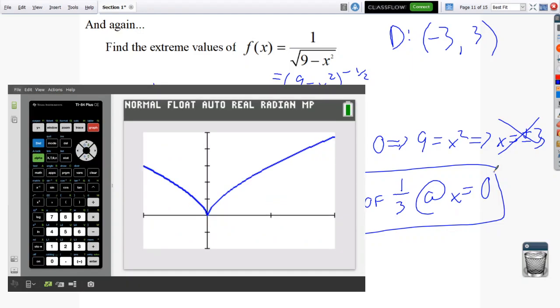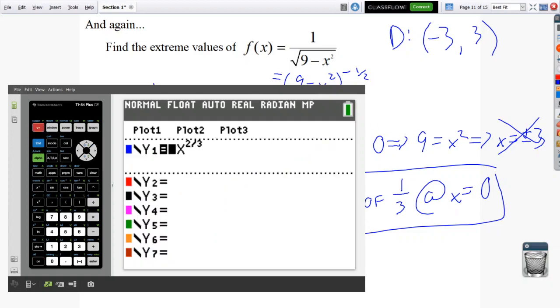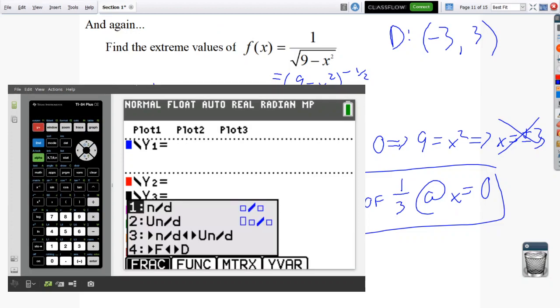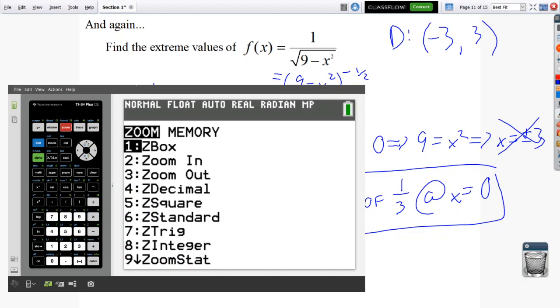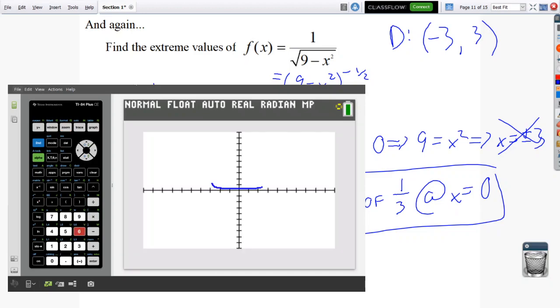So turn on my calculator. In my y equals menu, I can type in my function, 1 over the square root of 9 minus x squared. I'm just going to use the standard zoom window. And I can physically see that the lowest point here is right where my cursor is.